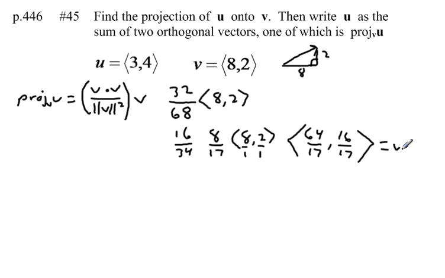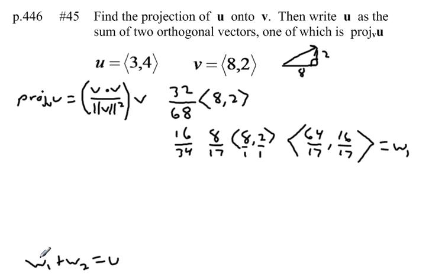Now sometimes we label that vector w1. Okay, that's the first part of this problem. Find the projection of u onto v. Second part, write u as the sum of two orthogonal vectors, one of which is the projection of u onto v. So basically what we want to end up with is w1 plus w2 is equal to u. Well, I know vector u. I know vector w1, I just need to find vector w2.